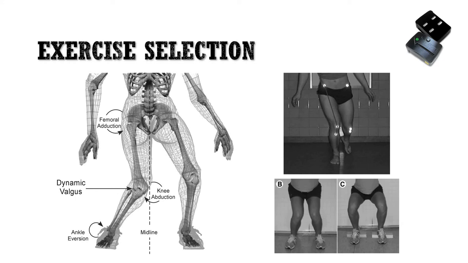So the knee towards the midline of the body. The image on the left here, the skeletal image, is very extreme. That would be some very, very extreme valgus. It's usually more like the image on the top right.